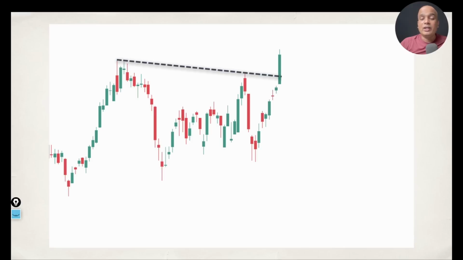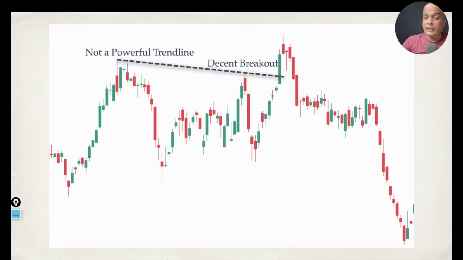Now if you look at this particular chart, it connects only 2 peaks, right? See, this is not a powerful trend line. This is a weak trend line. It appears like a decent breakout because the breakout candle is big, but you should remember it is not a powerful trend line, right? The breakout is not coming from a powerful trend line. So there is a high possibility of price not going on the upside, or even if it goes upside, it will take more time actually.